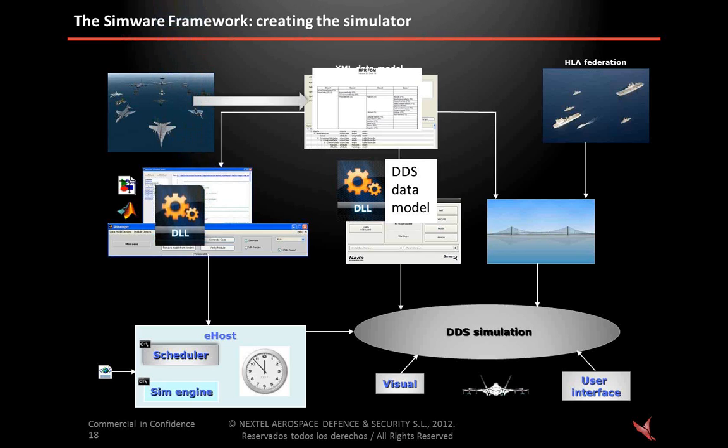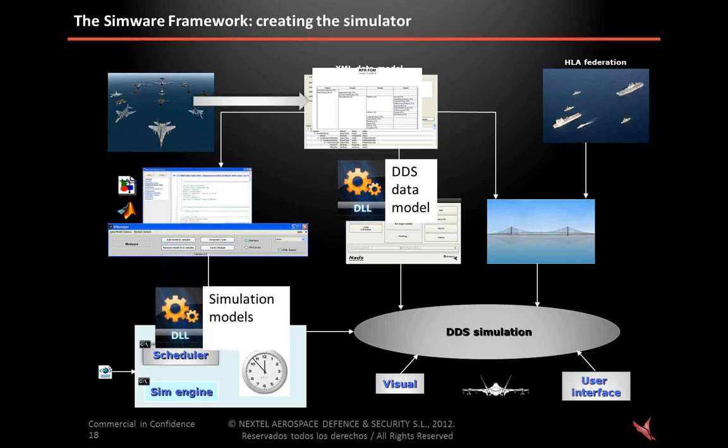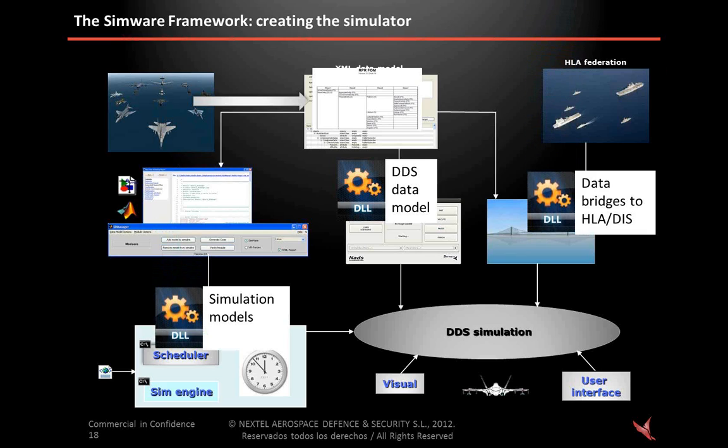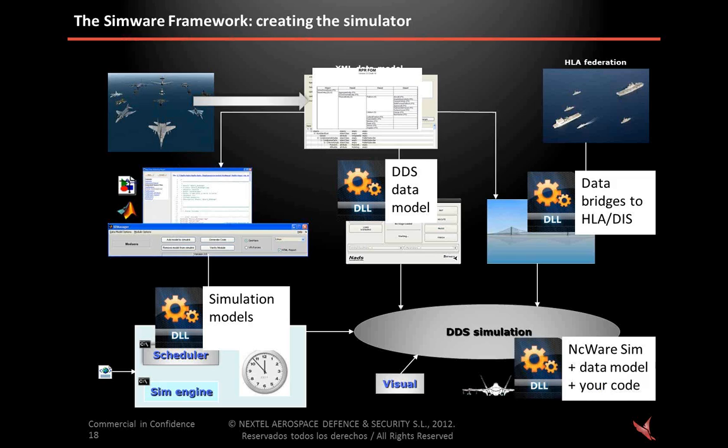Second element, well, you can create simulation models with SimDeveloper. Later we will see how to run this thing. Third element, well, if you want, and this is not mandatory, you can create data bridges to HLA or DIS. In the case of DIS, it's even simpler than HLA because it's a matter of the PDUs you are using. And finally, if you want to add your own elements, you can use SimWare Sim plus the data model in DDS plus your C++ code or your API or whatever.